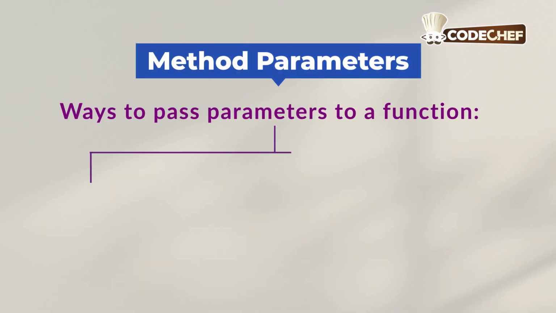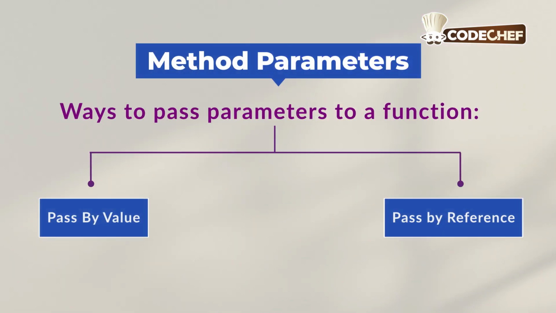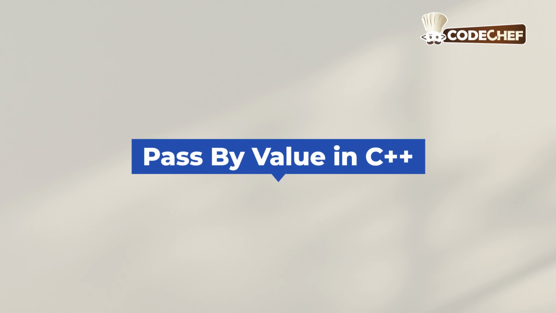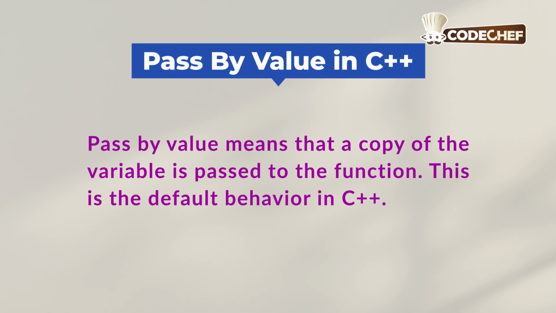There are two ways to pass parameters to a function. First is pass by value and second is pass by reference. Let us discuss these types one by one. Pass by value in C++. Pass by value means that a copy of the variable is passed to the function. This is the default behavior in C++.